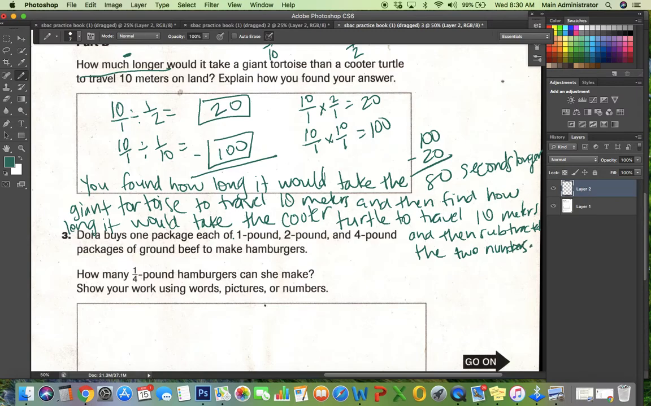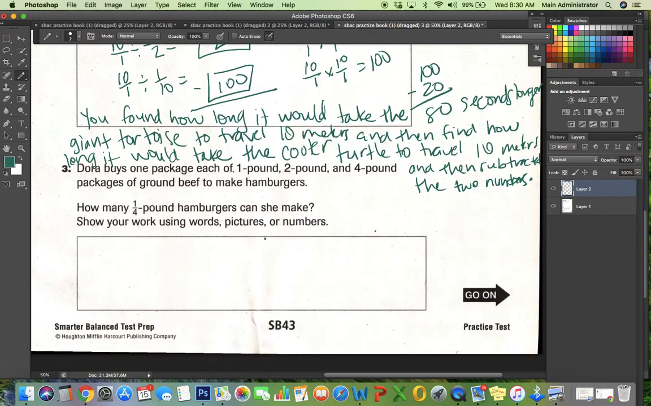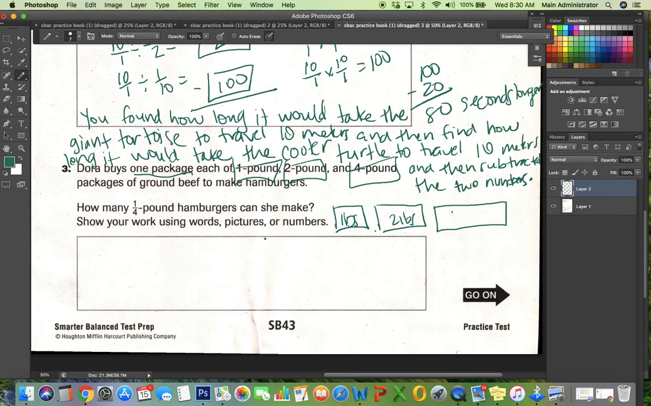Okay, let's take a look at number 3. Dora buys one package of 1 pound, 2 pounds, and a 4 pound package of beef to make hamburgers. So she's got this package that is 1 pound, this package is 2 pounds, and this package is 4 pounds. She's going to make a lot of hamburgers. She must be having a party. How many 1/4 pound hamburgers can she make? Show your work using words, pictures, or numbers.